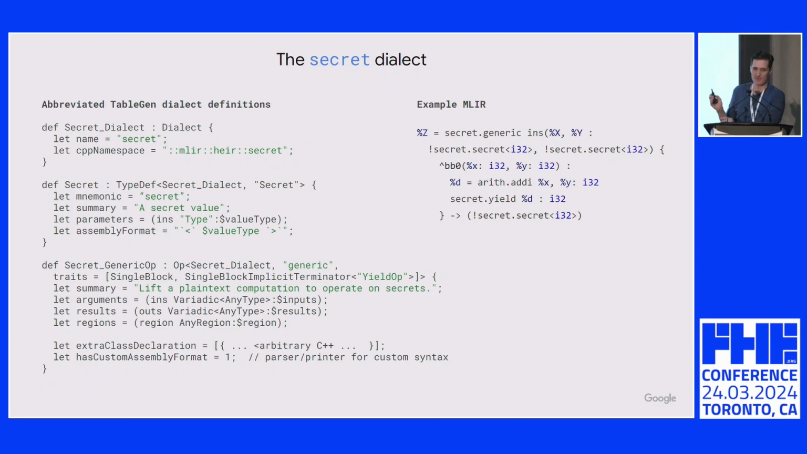This might not be the best name, but the idea is that you can take any plaintext computation in MLIR, and then you can wrap it in this operation that lifts it to operate on secrets. So the benefit of doing this is that the body of the secret generic op can get the benefit of all of the upstream optimizations. You don't have to write your own ops for adding FHE ciphertext because you can use the upstream ops and wrap them in a secret generic.